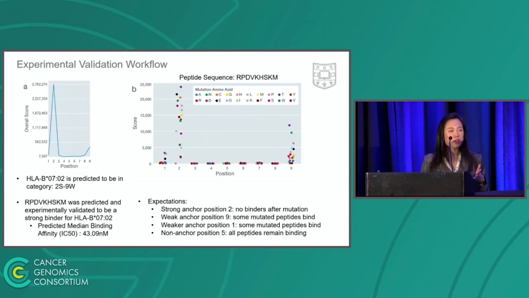So with those peptides, what we were expecting when we're testing for binding for those mutated peptides is for peptides where they have a mutation at an anchor position 2, which is a strong binder, we're not going to see any binders after this mutation. And then for weaker anchor positions such as 9 and 1, we're going to see some peptides that still bind and others might not. And then for non-anchor positions such as position 5, all the peptides remain binding.